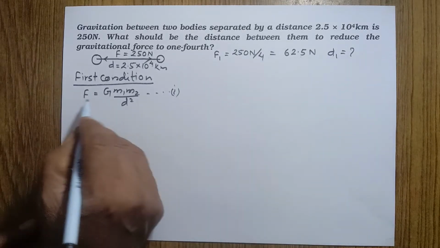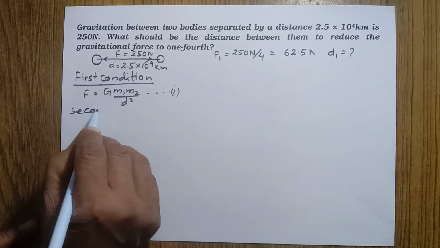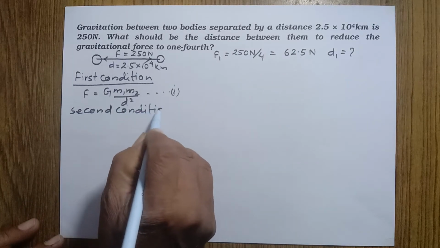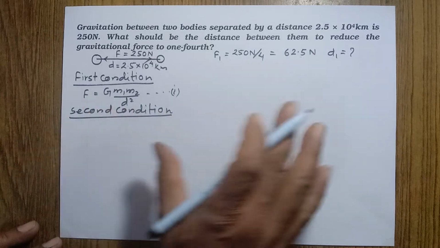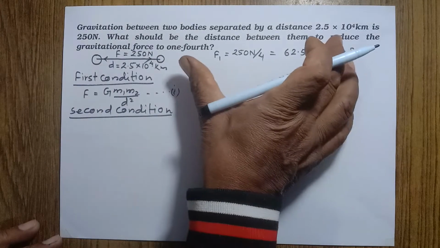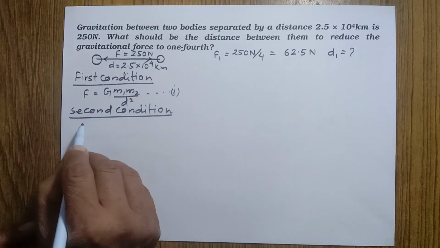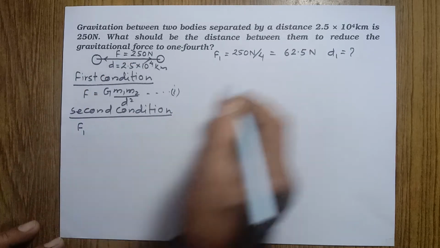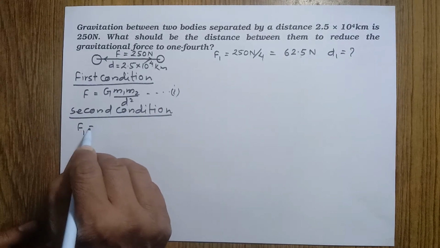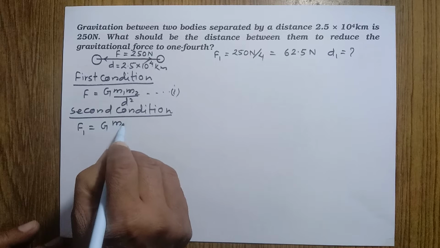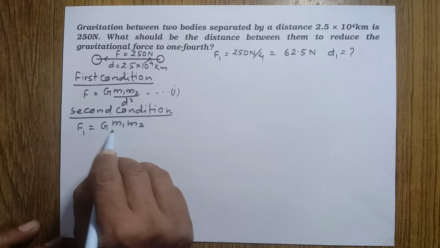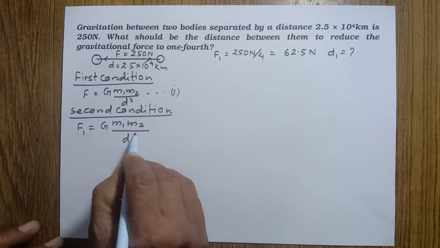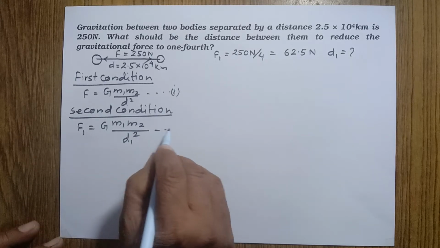Now the second condition. What are the informations in the second condition? Now the distance between them is d1, and the gravitational force between them is not F. This is denoted by F1, and this is equal to G, which remains the same, mass of the first body m1, mass of the second body also remains the same, m2, and the distance between them is now the new distance d1, so d1 square, and this is equation number 2.